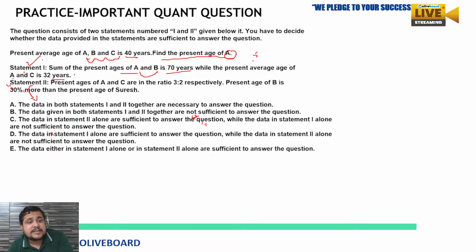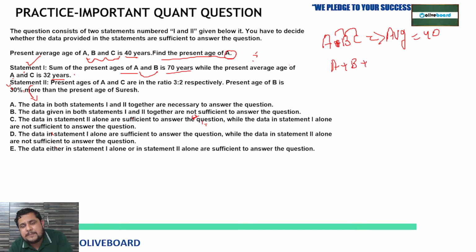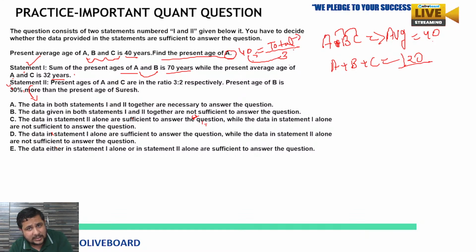Okay, now see, the present average age of A, B, C is 40. So this is the first thing which is given to us. The average age is 40, so the sum of A plus B plus C's ages will be what? 40 into 3, means 120. Because average is the total age upon the number of persons, equal to 40. So 40 into 3, you will get the sum of their ages, that is 120.